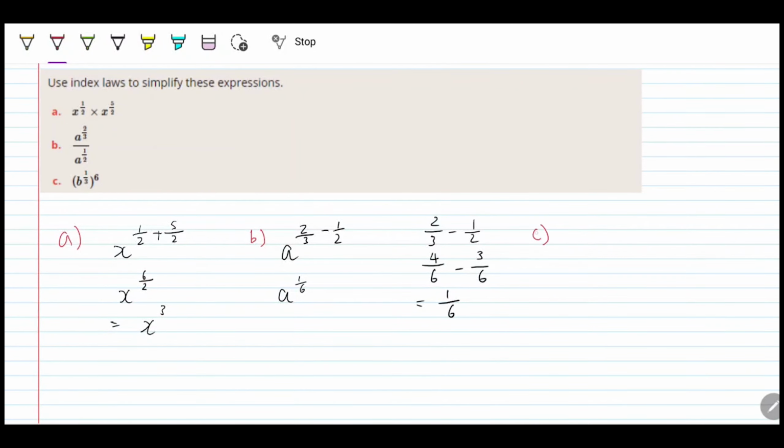In example C, we have b to the power 1 over 3, all to the power of 6. So this will be the same as saying b to the power of 1 over 3 multiplied by 6, which will give us a value of b to the power of 2.